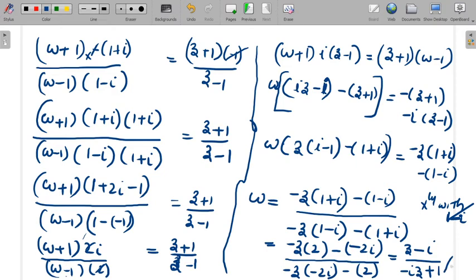So this is the map which maps the point 1 to 1, minus 1 to minus 1, and 0 to minus I.